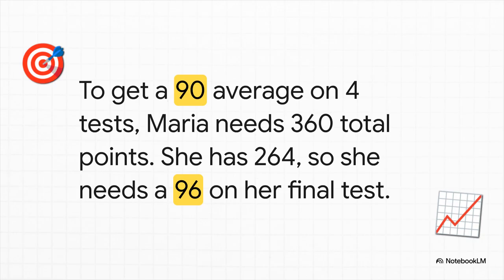For Maria to get an average of 90 across 4 tests, she needs a grand total of 360 points. That's just 90 times 4. We know she already has an 88 average on her first 3 tests, which means she's banked 264 points so far. So what's the difference between the 360 she needs and the 264 she has? It's 96. That's the score she's got to aim for.